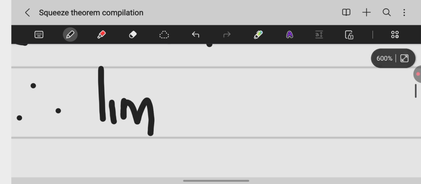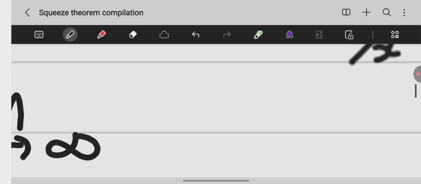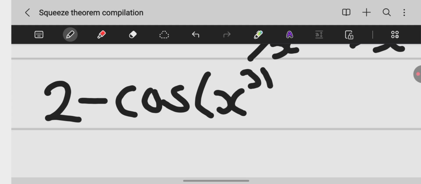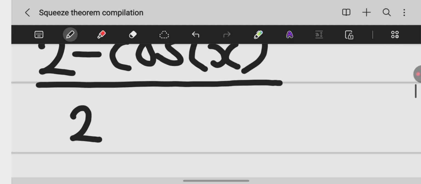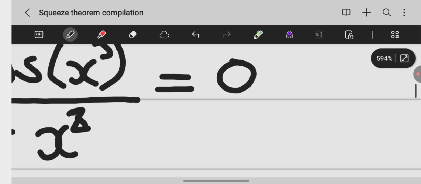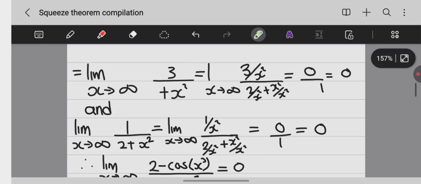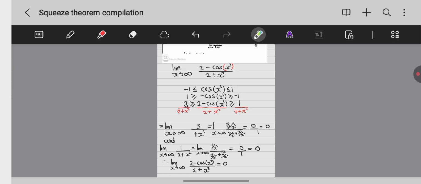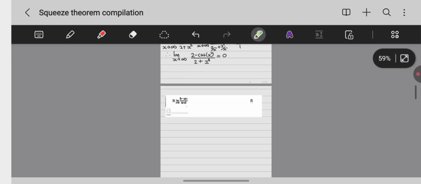Therefore, the limit as x approaches infinity of 2 minus cosine x cubed over 2 plus x squared is also equal to 0. And that's really because we have the same limits, right? And this is how you would answer this 5-mark question. And I think you would have marks for everything here.